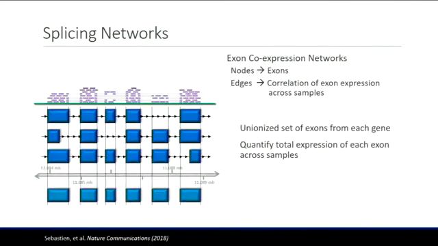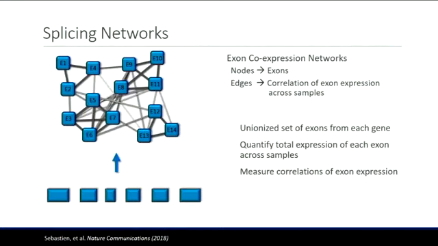So a way that we can alleviate that complexity is to build an exon co-expression network, where now our nodes are exons, and we're looking at the correlation of exon expression across samples. To do this, we create a unionized set of exons, an overlapping set from all of our exon structures from all of our transcripts, and then we quantify the expression of those exons. We build a network measuring the correlation of the exon expression.